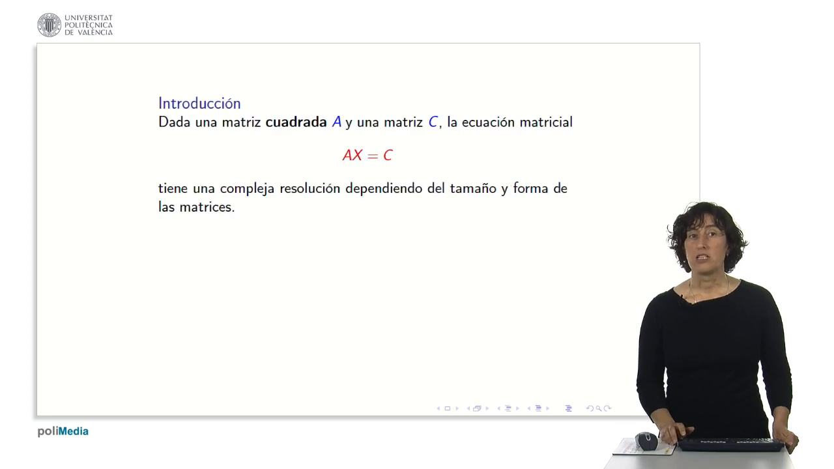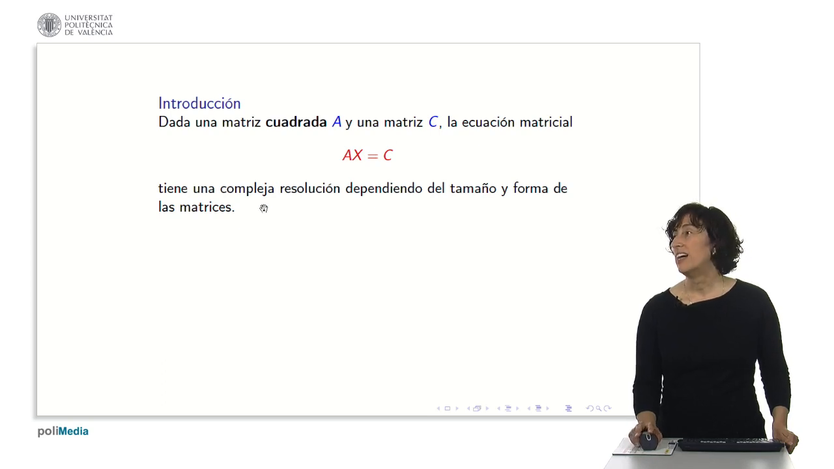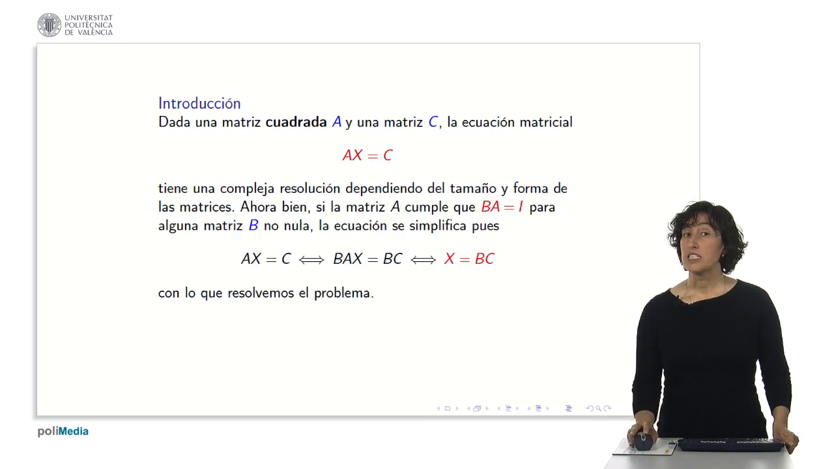So, we will start by saying that if I have a matrix equation A times X is equal to C, with A a square matrix and C a standard matrix, these types of equations are resolved in a complex way, depending on the size and the shape of the matrices A, X, and C. But if I am able to find a matrix B, which is non-null, which fulfills that B times A is equal to the identity, that would simplify the calculation of that matrix X a lot.